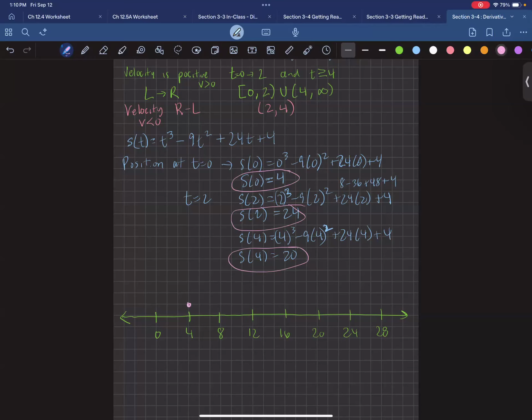At t equals 0, it's right here. At t equals 2, it's over here at 24. So that does show us that we're moving to the right. Our velocity is positive from there. But then it turns around and goes back to 20, and that's at t equals 4. And at that point, it turns around and starts going that way. So its motion is positive from there to there, negative from there to there, and it's positive after that.